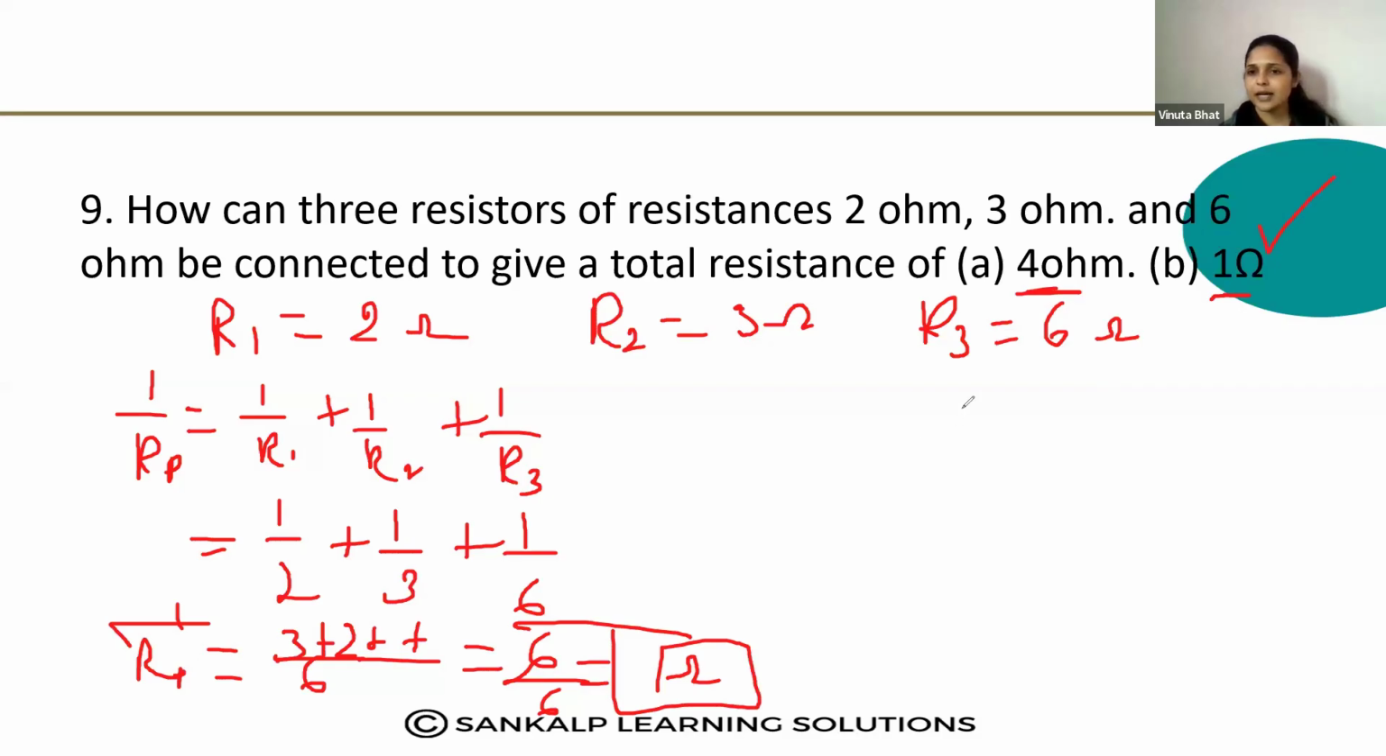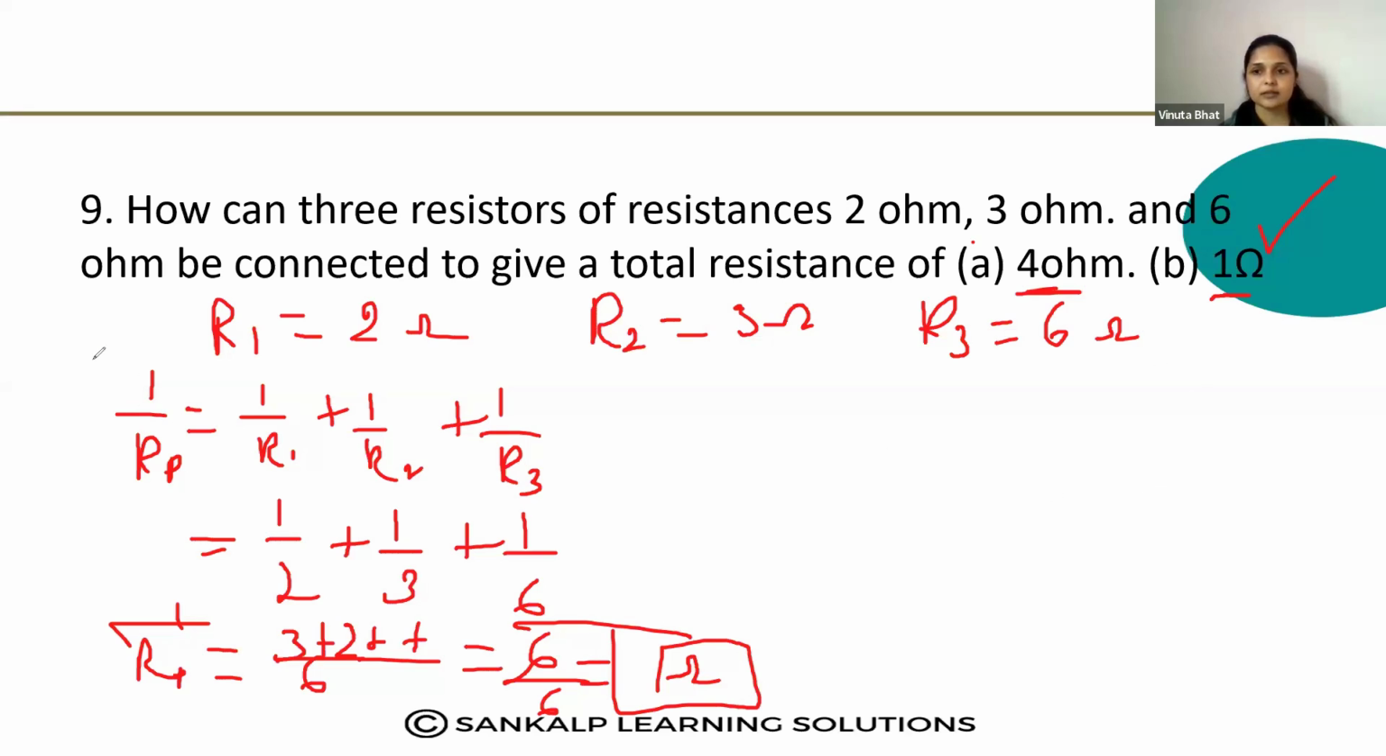Now I will connect the resistors in series. I will get 3 plus 2, 5, 6 plus 5, 11 ohm. So I will not connect them all in series. Now I will connect two resistors in parallel and one resistor in series.